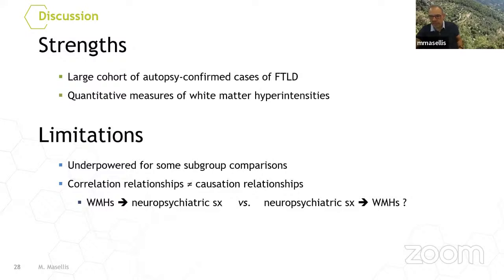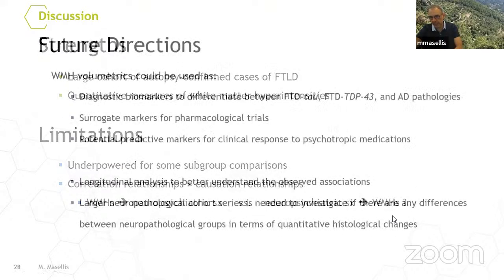So the strengths of this study were that it was a fairly large cohort of autopsy confirmed cases of FTLD, and we used quantitative measures of white matter hyperintensities. The limitations are that we were underpowered for some subgroup comparisons. And because this was an association analysis, correlational relationships do not prove causational relationships. So we don't know if it's the white matter hyperintensities associated with the NPI or the NPI associated with white matter hyperintensity. We don't know the directionality.